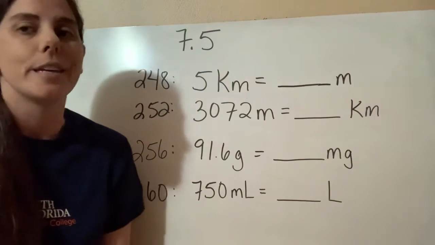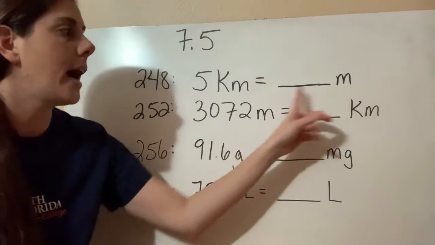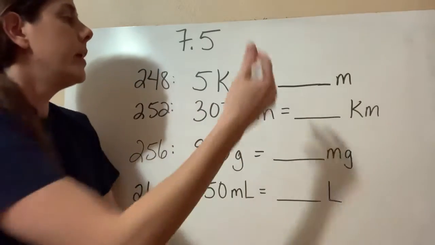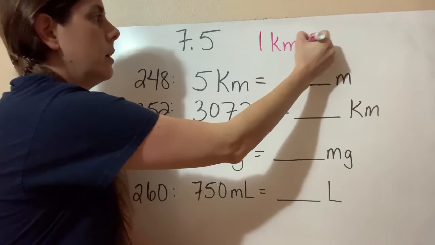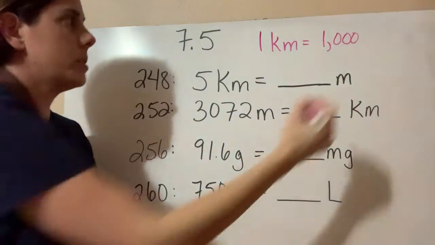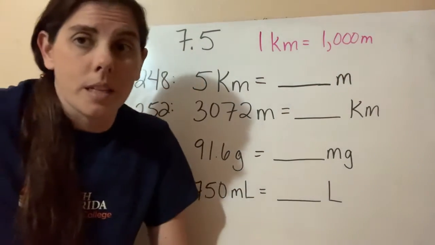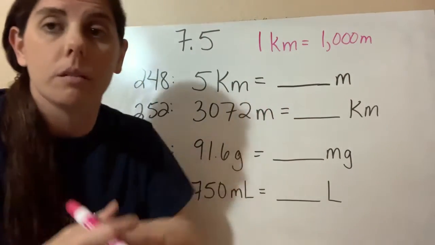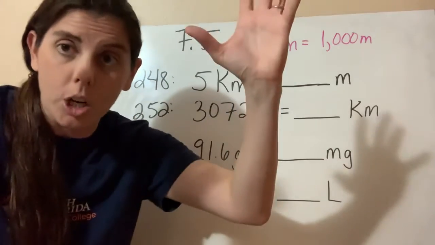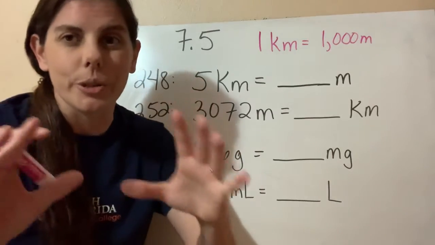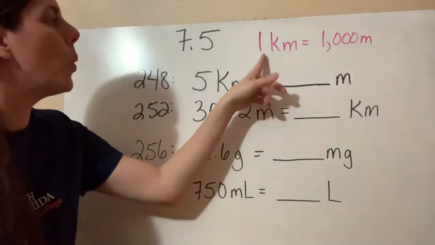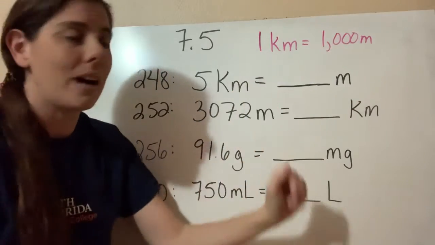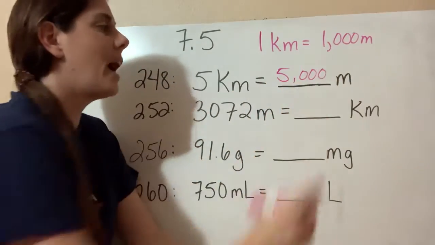And number 248 is 5 kilometers is how many meters? So we need to know the unit conversion between those two unit measurements. So 1 kilometer equals 1,000 meters. So again, the same concept as US conversions. If you're starting with a big one and you're trying to break it down, you're going to multiply, okay? If you're starting with the small one and you're trying to make it bigger, then you're going to divide. So hopefully, it seems like it's contradictory, but that's just how it works. So 1 kilometer is 1,000 meters. So if we have 5 kilometers, 5 times 1,000 is going to be 5,000 meters.